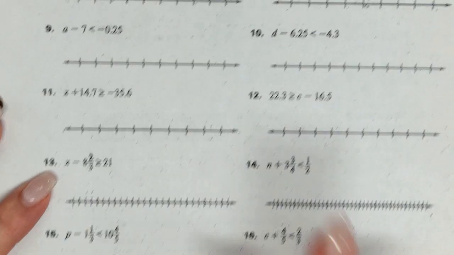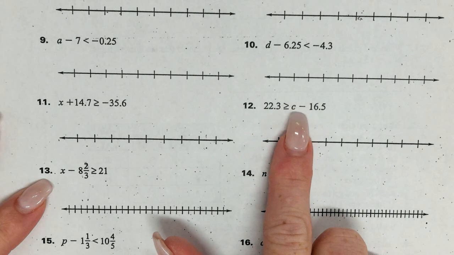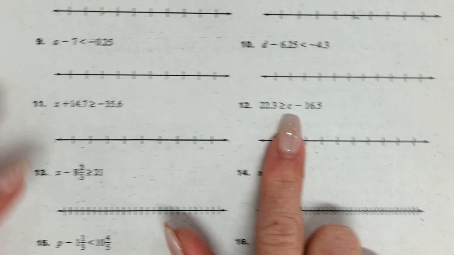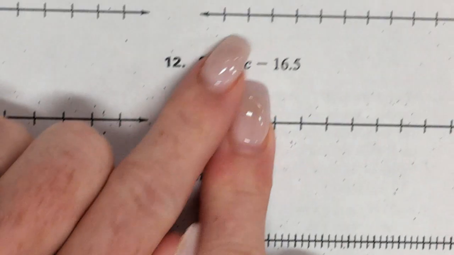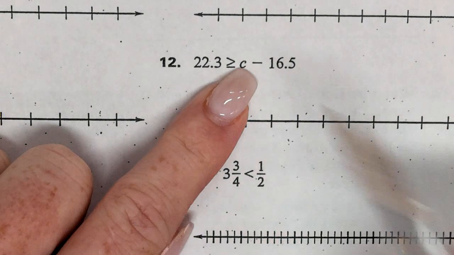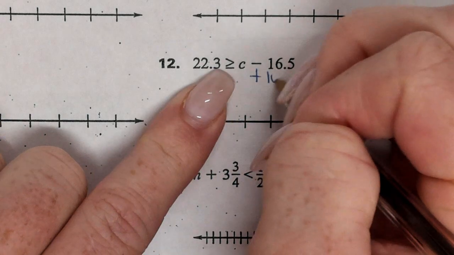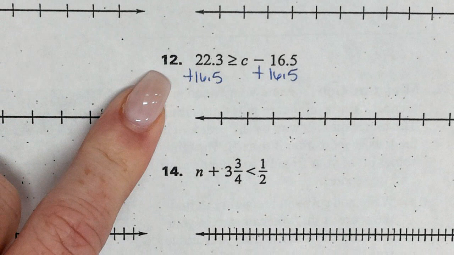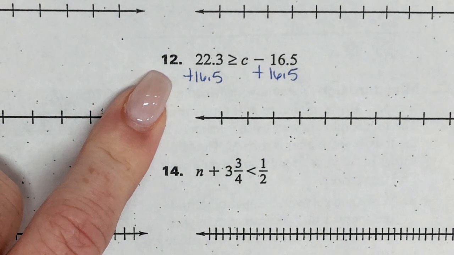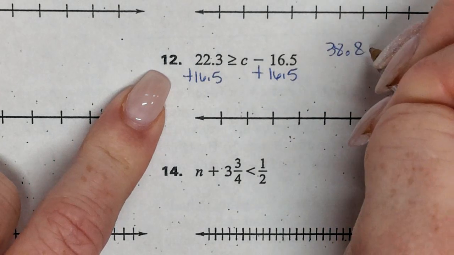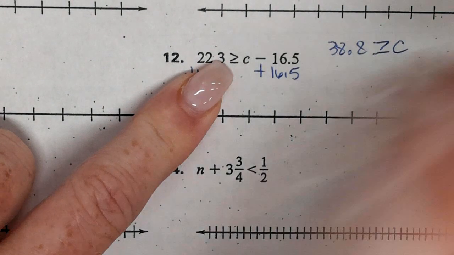Okay, but look at number 12. What side is the C on? So when I graph, I need to put it on the left. Y'all want me to do that one with y'all? Let's do this one. Okay, so I'm solving for C. So how would I get rid of a minus 16.5? Plus 16.5. So I have 22.3 plus 16.5, which is 38.8. So I have 38.8 is greater than or equal to C.